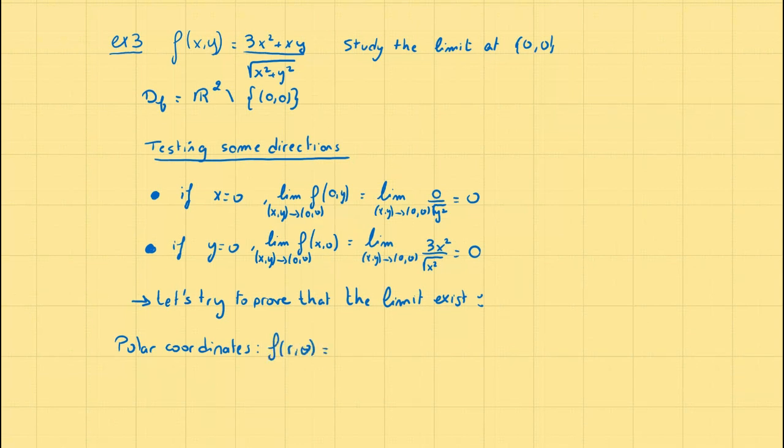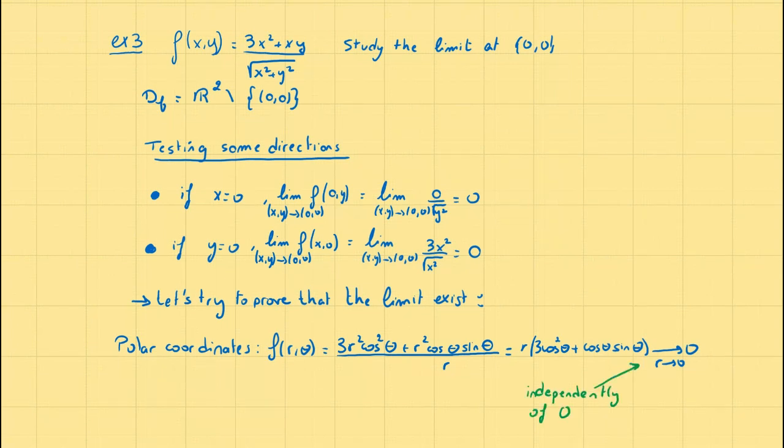So f of r, theta will be 3r squared cosine squared theta plus r squared cosine theta sine theta over, of course, the square root of x squared plus y squared, which will be r. So in this case, you can of course take r as a common factor and simplify it. So we lose the r in the denominator and we'll be left with r times (3 cosine squared theta plus cosine theta sine theta). So when r tends to 0, this will go to 0 because it will be 0 times something that is bounded, because cosine theta and sine theta are bounded. So this expression tends to 0 independently of theta. So even if theta can take any value you want, this expression will always tend to 0.